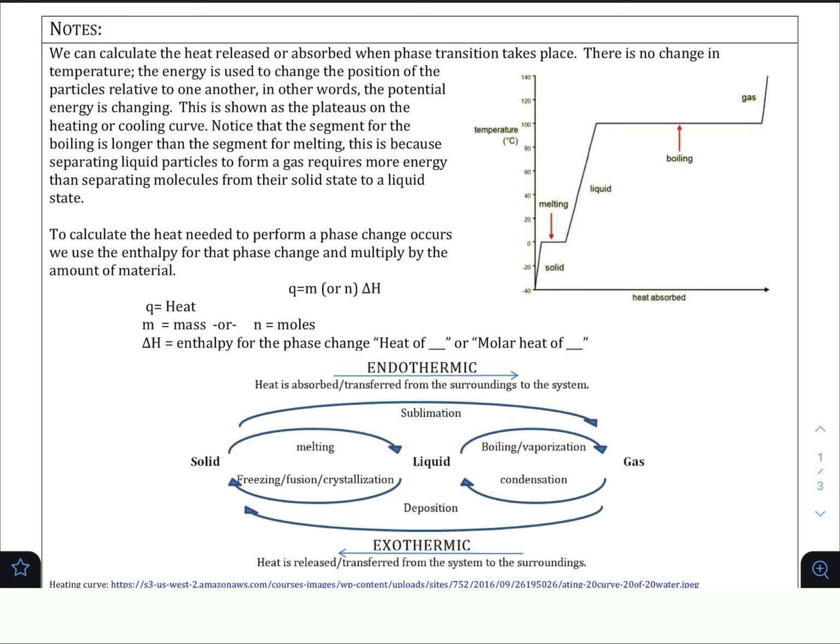So that's heating, and we can go in the other direction, making it cooling. What you're going to notice is that you're always going to have plateaus. The plateau of boiling is going to be larger than that of melting, because going from a solid to a liquid, we have to break some IMFs, intermolecular forces. But going from a liquid to a gas, we have to break all of them. Therefore, it's going to require a lot more heat, which is why this plateau is much, much larger.